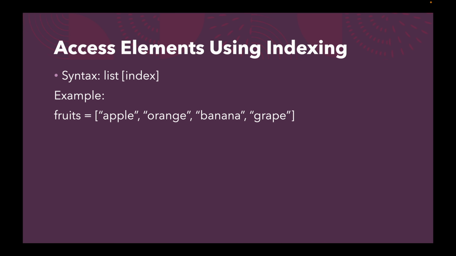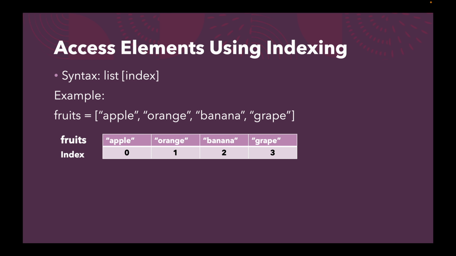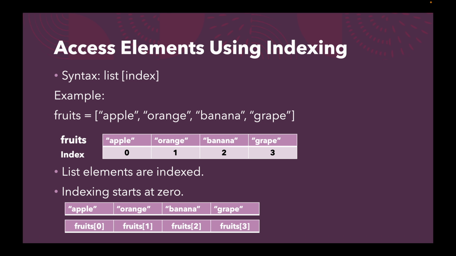Access elements using indexing. As we know, list items are indexed and we can access them by using the index number. Hence the syntax is like this. Let's see an example of a list named fruits where we store items like apple, orange, banana and grape. As shown here, each item of the list is stored with its corresponding index number, and indexing starts at 0 and then 1, 2, 3 and so on. Therefore, the items of the list like apple, banana can be accessed with the proper index number. Now let's go and practice this in Python code.